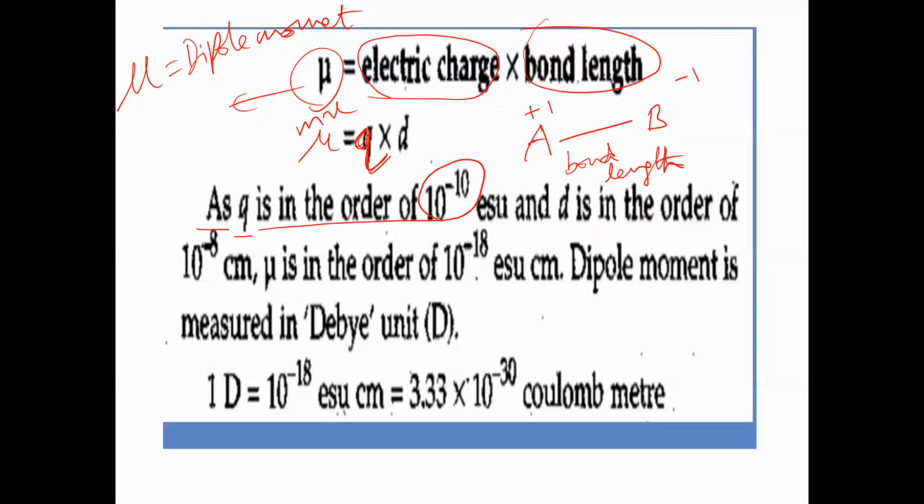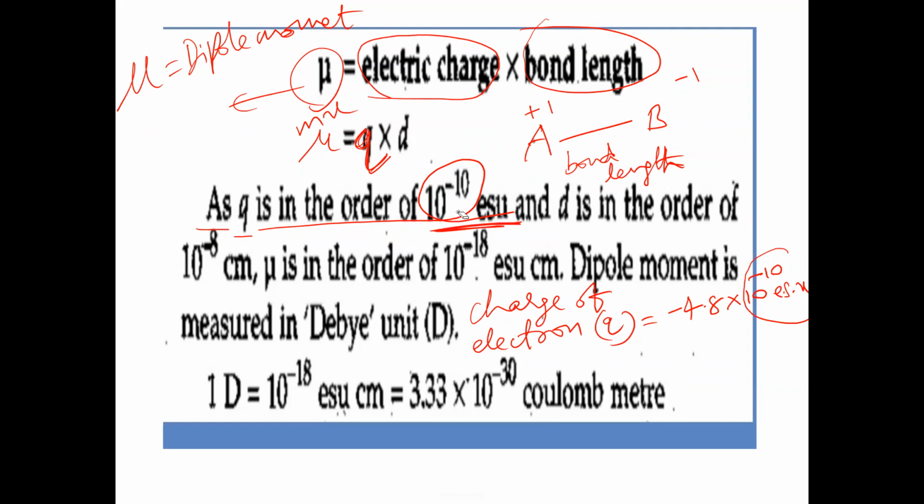What is the charge of an electron in ESU? The charge of electron is equal to minus 4.8 into 10 to the power of minus 10 ESU. ESU represents electrostatic unit. So the charge is in the order of 10 power minus 10 ESU.